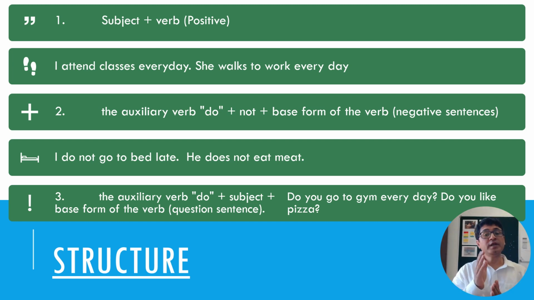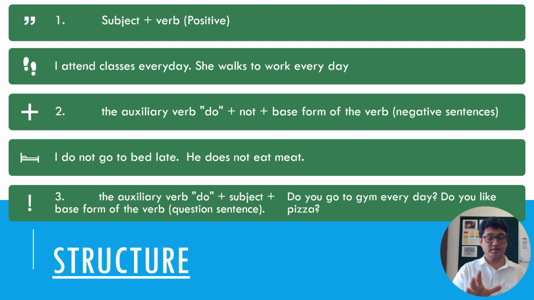How do we form negative sentences? We form negative sentences by putting the auxiliary verb do, plus not, with the base form of the verb. For example, I do not go to bed. I is the subject, do is the auxiliary, then not, and then go is the verb. He does not eat meat. He is the subject, does is the auxiliary, and then we'll use not and then the verb eat.